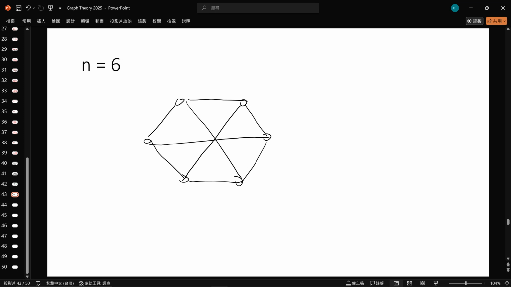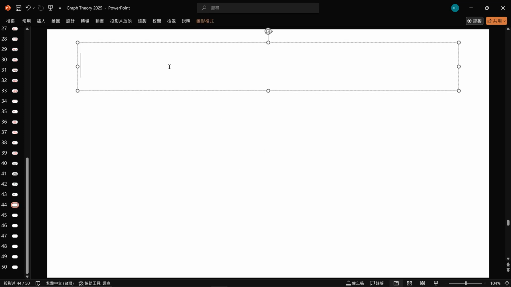Okay, so let's count. I guess there are 9 edges. Yeah, 6 on the cycle, and for the diameters, you have 3 diameters. So 9 edges in total. So if you generalize this idea to 10, let's try 8.